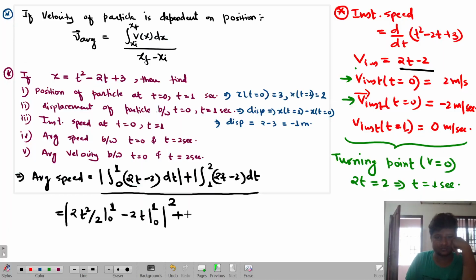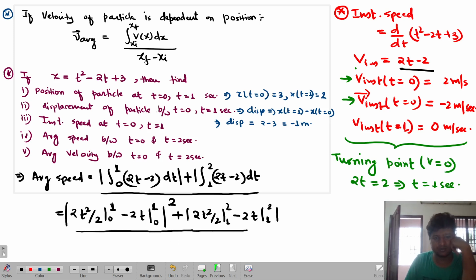Okay, plus modulus once again. This will come as 2t square by 2, 1 to 2. If you guys have doubts, ask me personally in the message, sir. I will explain the part you did not understand. Okay, divided by total time. It is how much? 2.